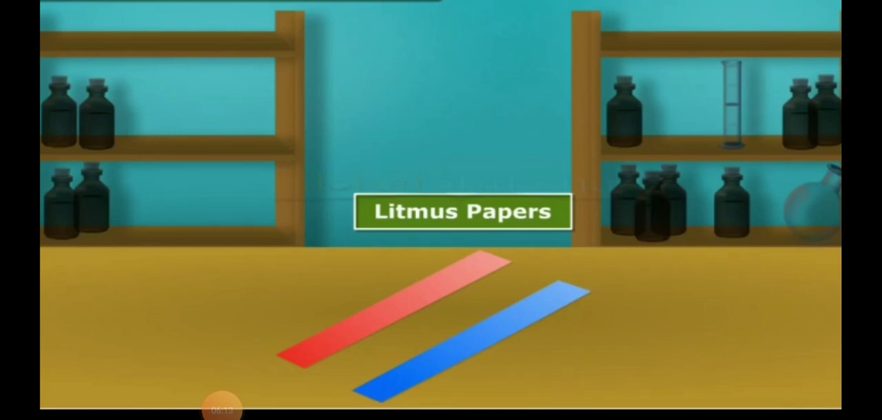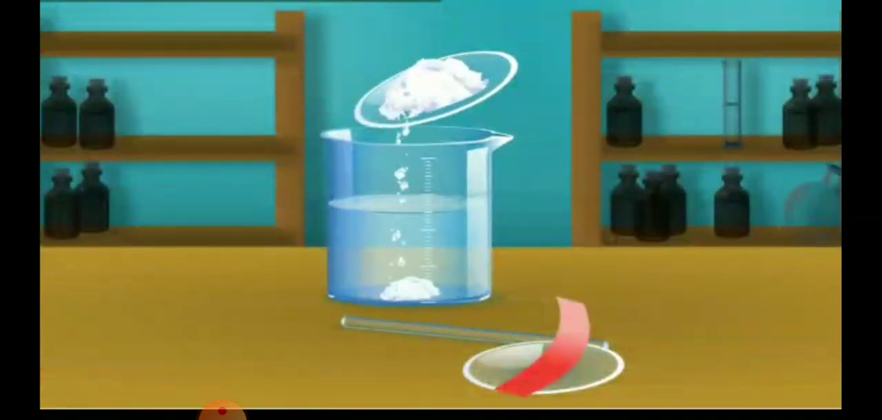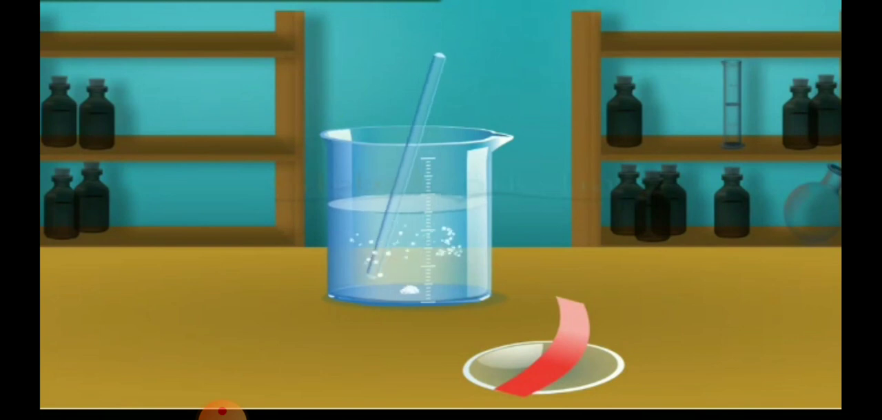Litmus is a natural indicator. It is extracted from lichens. It has a mauve color in distilled water. It is available in the form of a solution or litmus papers. You can test the nature of a solution by litmus paper.